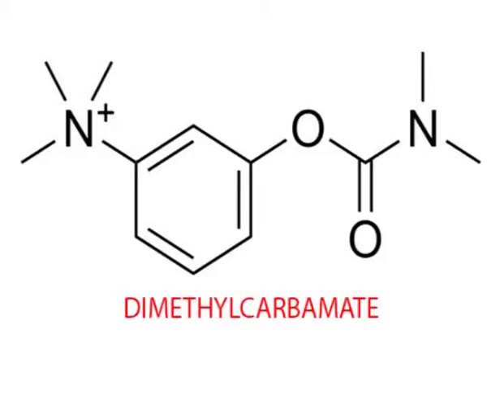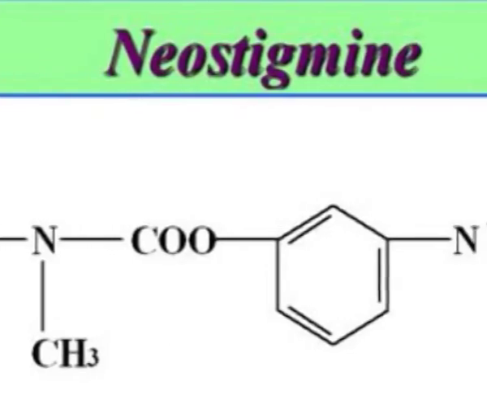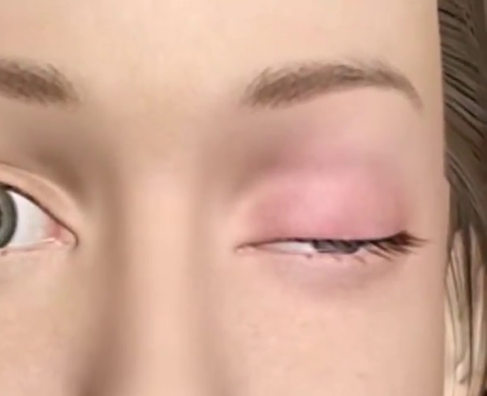Neostigmine is a synthetic anticholinesterase drug. It is hydroxyphenyl trimethyl ammonium bromide dimethyl carbamate. It is a quaternary ammonium compound showing reversible anticholinesterase activity. Neostigmine is used as an antidote to non-depolarizing neuromuscular blocking drugs and in the treatment of myasthenia gravis.